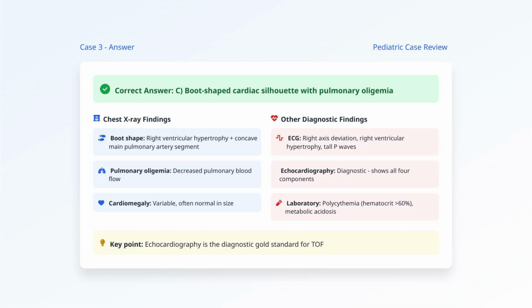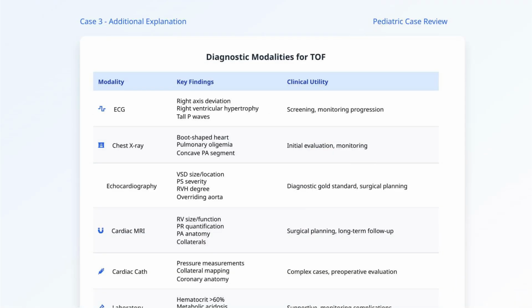Other diagnostic findings include ECG changes such as right axis deviation, right ventricular hypertrophy, and tall P waves. Echocardiography is diagnostic, showing all four components of TOF, and is the imaging modality of choice for definitive diagnosis. This table compares the different diagnostic modalities used in evaluating Tetralogy of Fallot.